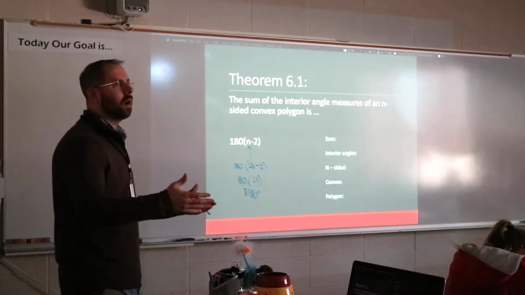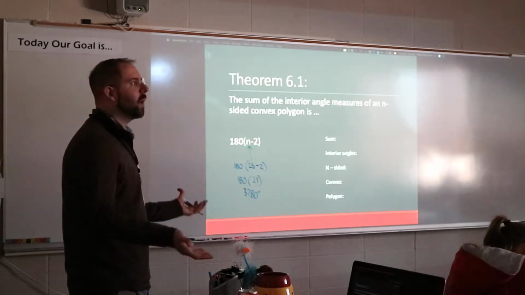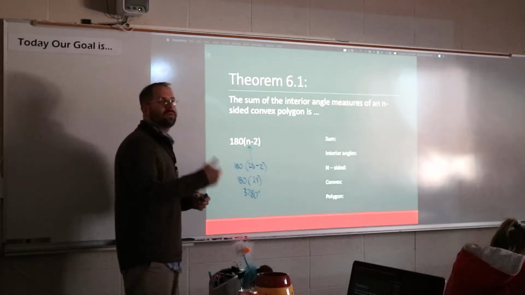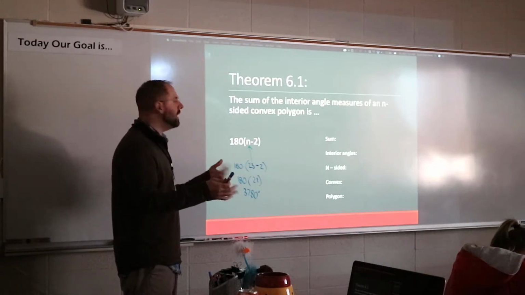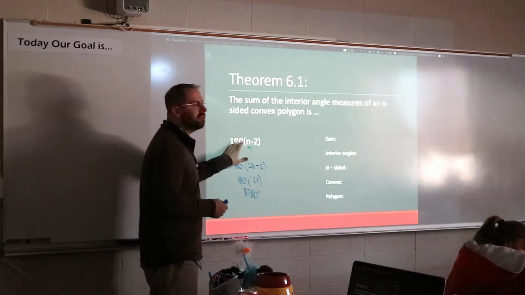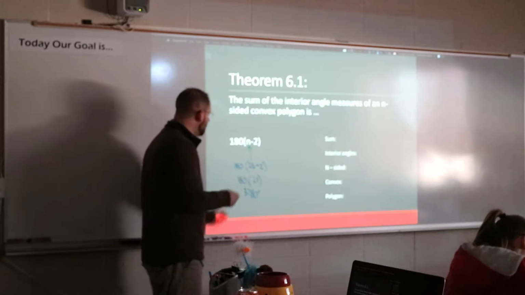Now, I don't know what they are. I just know that that's what they add up to be, because it doesn't have to be regular. What do I mean by a regular picture? Where all the walls and all the angles are the same. It doesn't have to be there. It can be any style of polygon, but this is the formula you use to find all the angles that add up on the inside. Okay, they have to be this.